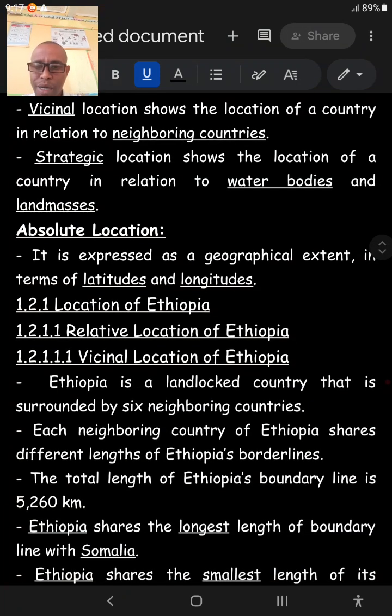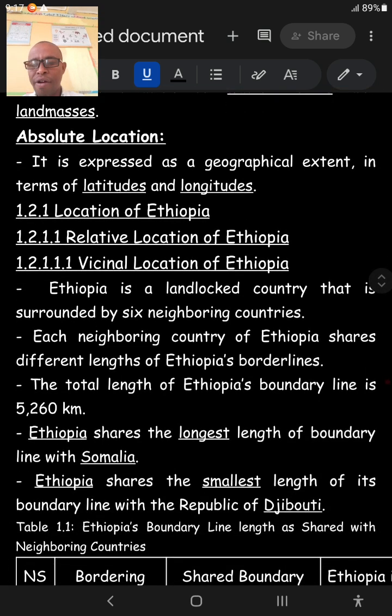On the other hand, absolute location means it is expressed as a geographical extent in terms of latitude and longitude. This is a basic difference. As I mentioned before, relative location is the location of a place relative to other landmasses or water bodies. But this one is expressed by using latitude and longitude. So having this idea in mind, let me explain the location of Ethiopia.